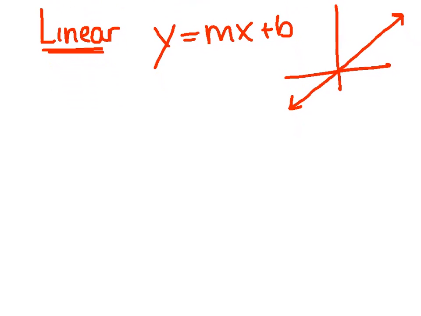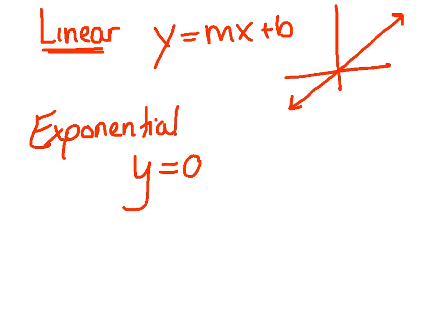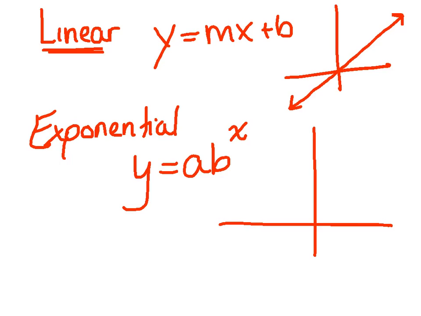The other types of regressions are going to be new to you, and hopefully these words sound familiar. The first one is exponential. And we've been talking about exponentials all week. And this equation is going to look like y equals ab to the x. And you can think of that when we did our exponential growth and decay. And hopefully you can recall what an exponential looks like.